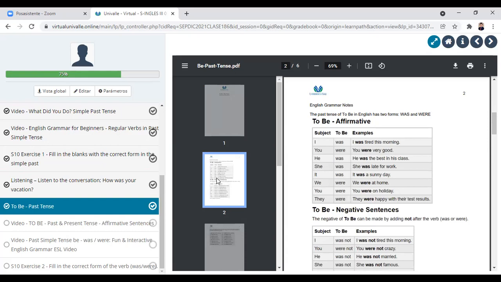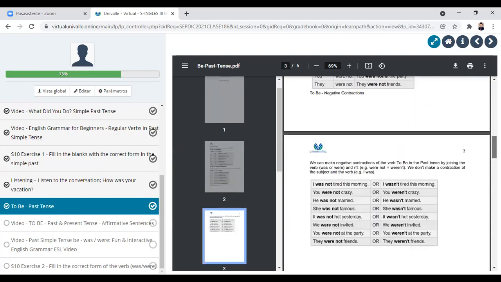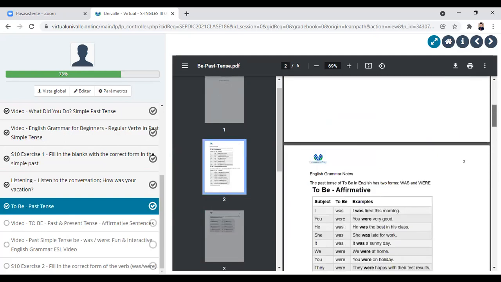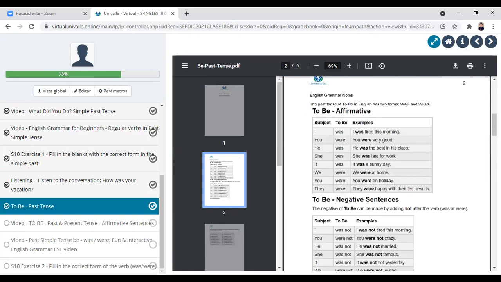Was is for singular nouns or subject pronouns, and were is for plural nouns or subject pronouns. And here we have three ways to articulate statements. Number one is affirmative. For affirmative statements, we just need a subject pronoun plus was or were, plus the complement. For negative statements, we just need a subject pronoun plus was not or were not, plus the complement, okay?